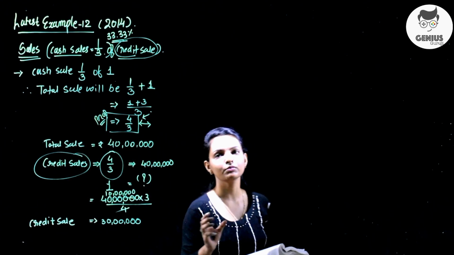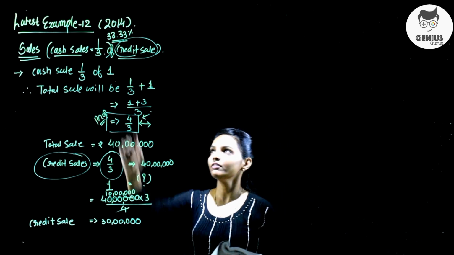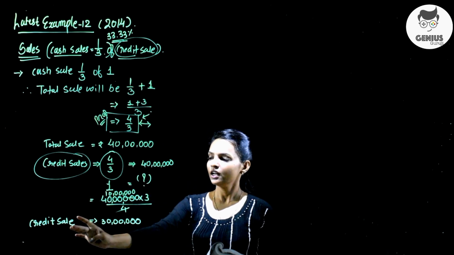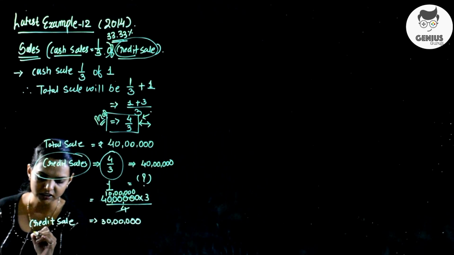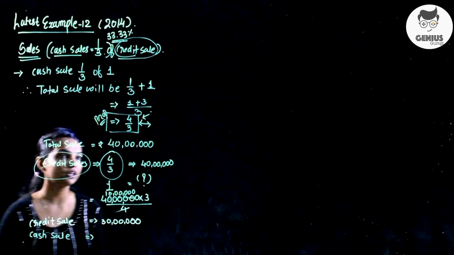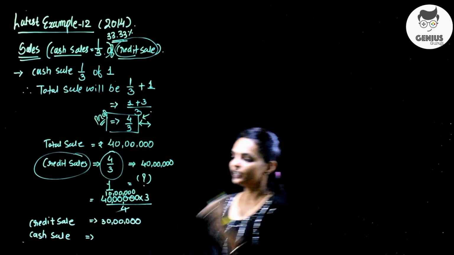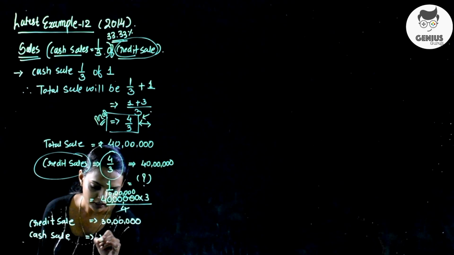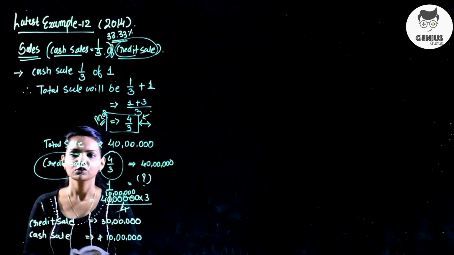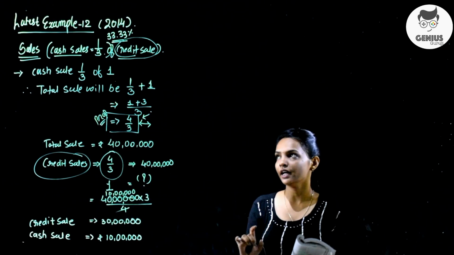They are giving us information about total sale and giving the percentage form. I have converted it into proportion and I have found out credit sale. Now, if your credit sale is 30 lakh, deduct this amount from your total sale. What is your total sale amount? 40 lakh. 40 lakh minus 30 lakh, that means your cash sale is 10 lakh. Okay, so credit sale is equal to 30 lakh and cash sale is equal to 10 lakh.